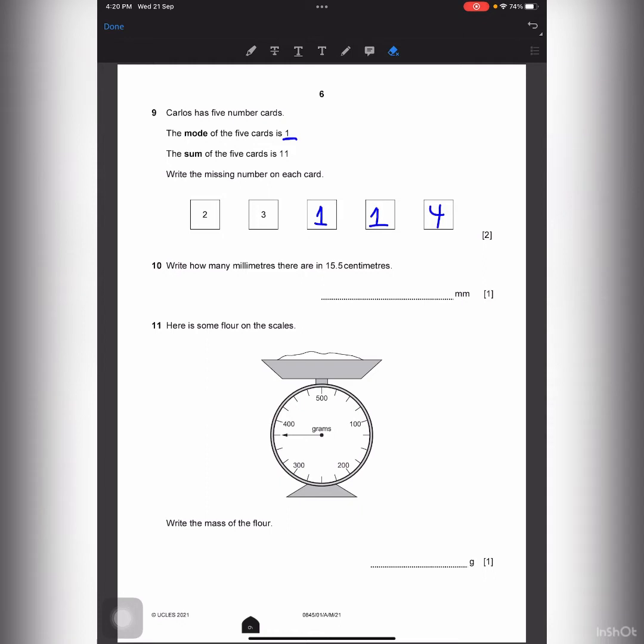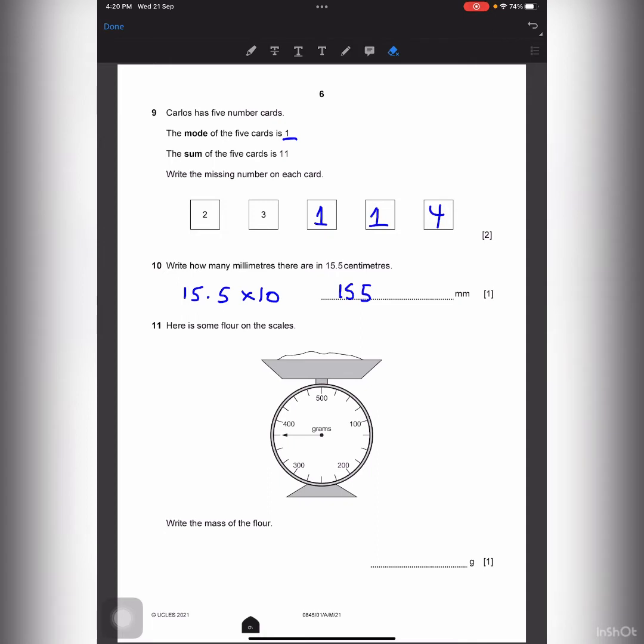Next, write how many millimeters there are in 15.5 centimeters. So what we're going to do is 15.5 multiplied by 10. So the point will just move, so it'll be 155.